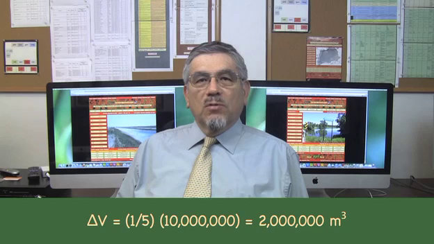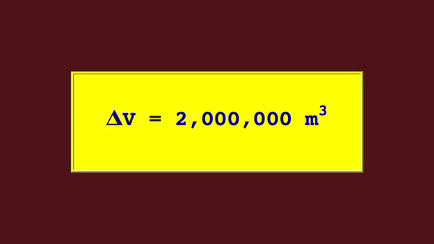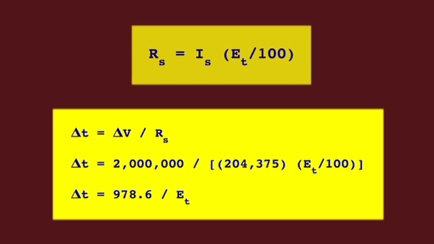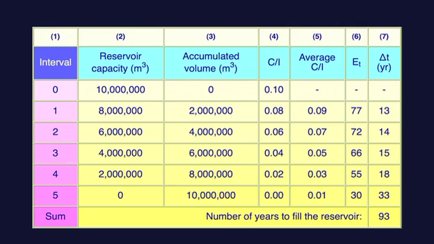For this example, we choose an interval of storage equal to 1/5 of the reservoir capacity, that is 2 million cubic meters. The number of years delta t to fill each interval of storage is, the computations are shown in this table.